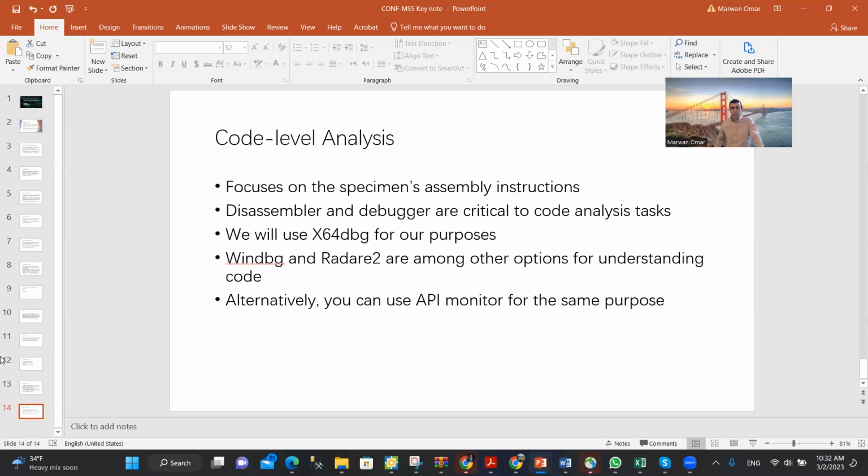Again, the title of this talk was on malware analysis and reverse engineering in order for us to understand how malware interacts with the environment, what are the capabilities of malware. And we mentioned there are three approaches: automated analysis, behavioral analysis, and code level analysis.